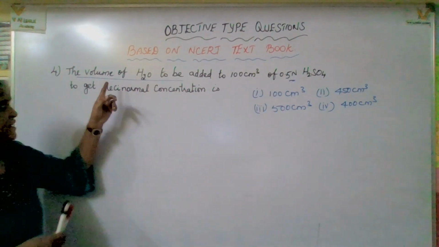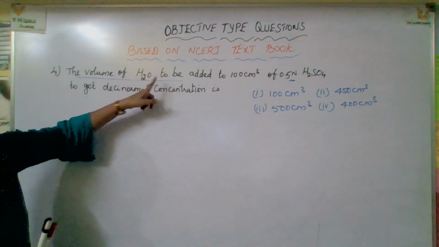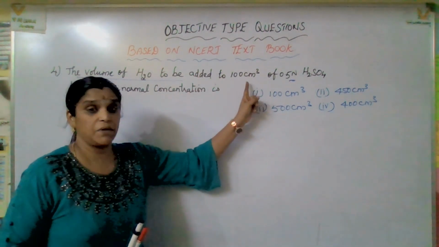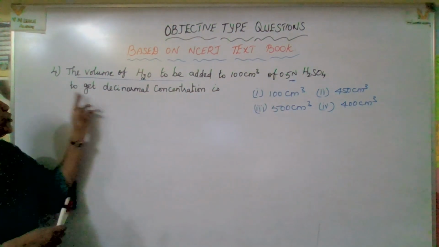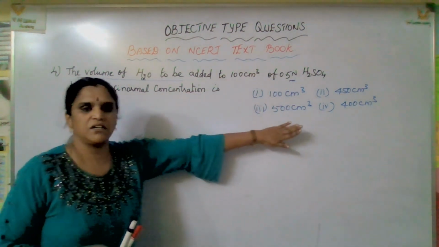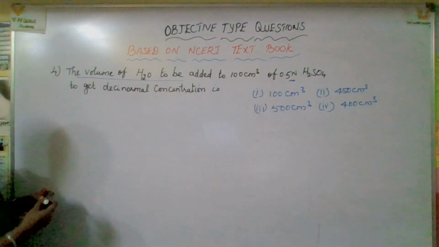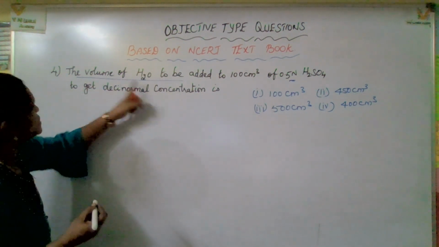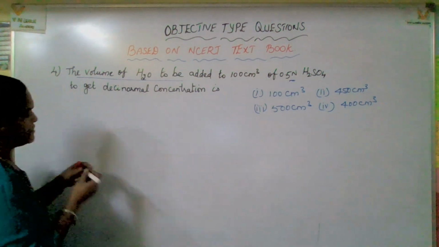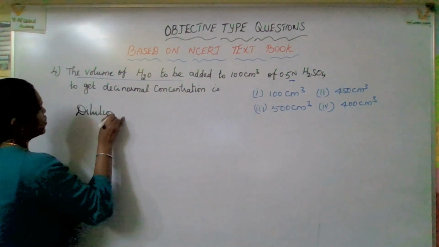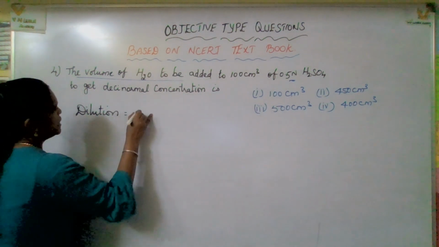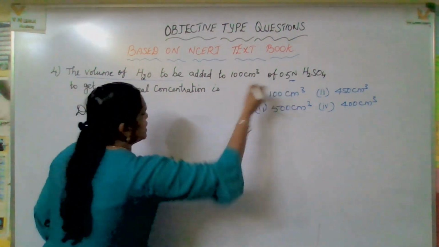Now let us check another question. The volume of H2O to be added to 100 cm³ of 0.5 N H2SO4 to get the decinormal concentration. They have given the options. Let us check. When you get such a comparison-type question, that is a dilution method. What is the formula? Here they have provided only normality.